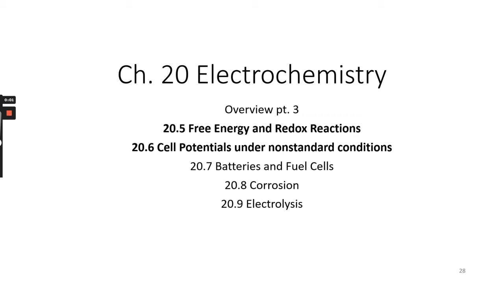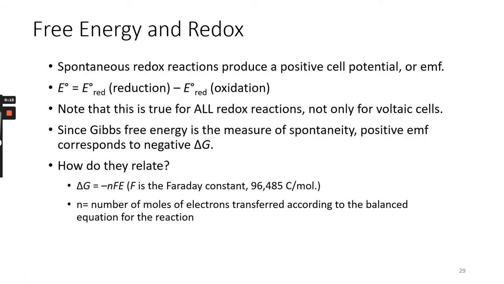Hi, welcome to Chapter 20, Electrochemistry Overview Part 3, where we're going to talk about free energy and redox reactions and cell potentials under non-standard conditions. So free energy, if you remember, is delta G, and redox. So spontaneous redox reactions produce a positive cell potential, or EMF.